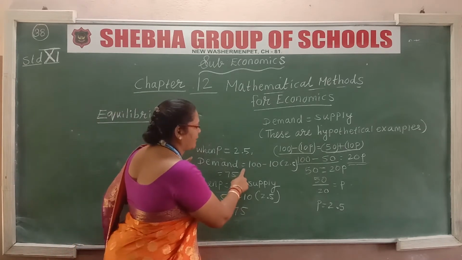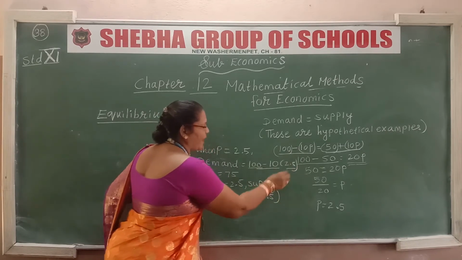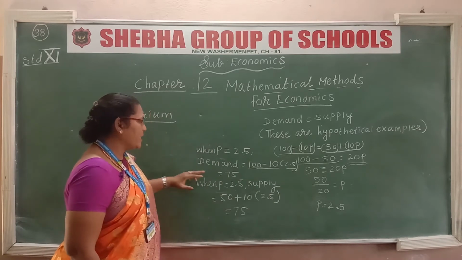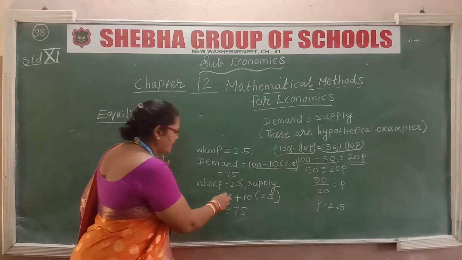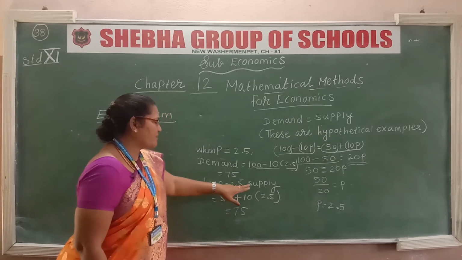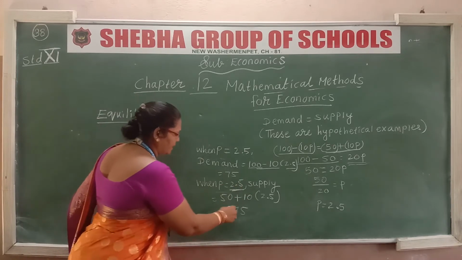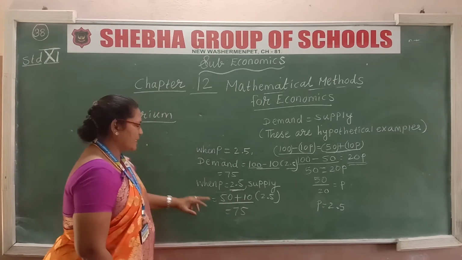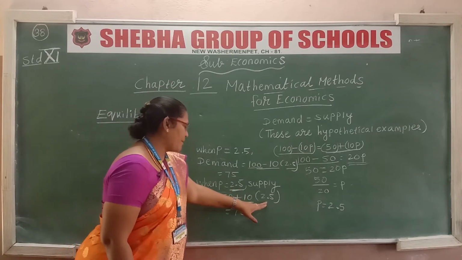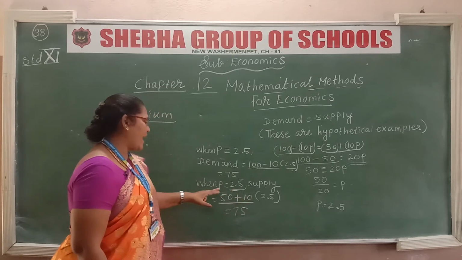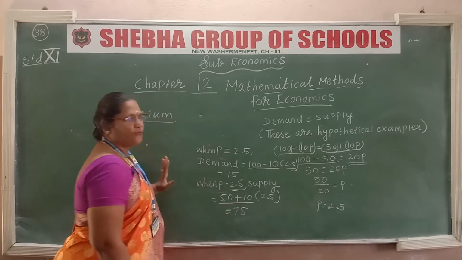So when the price is 2.5, how much is the demand? Demand is equal to 100 minus 10, and the price value we found is 2.5. So that is equal to 75, they have given. Then when the price is 2.5, how much will be the supply? Supply is given here as 50 plus 10 within the bracket, that is 2.5, the value of the price. So it is equal to 75, they have given that answer.